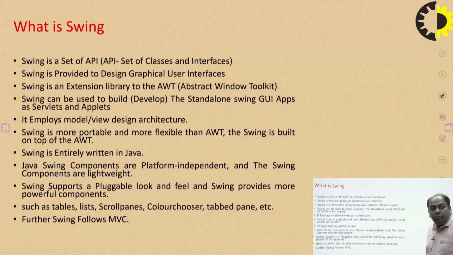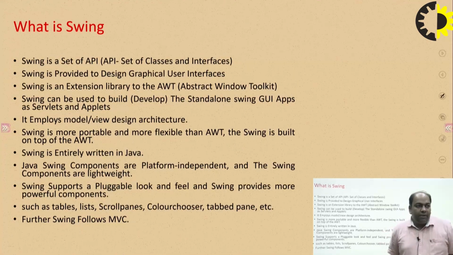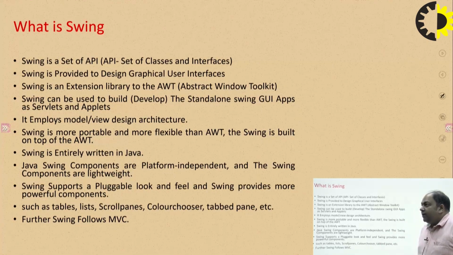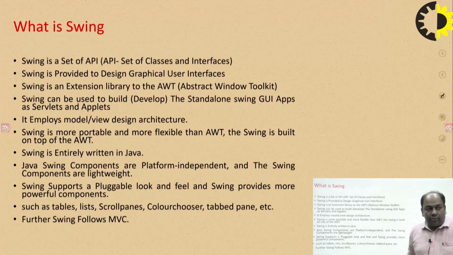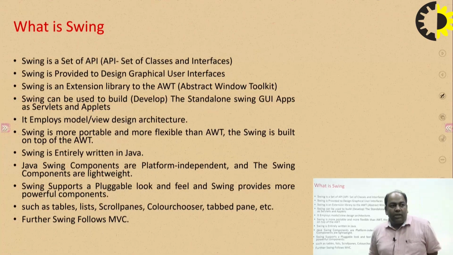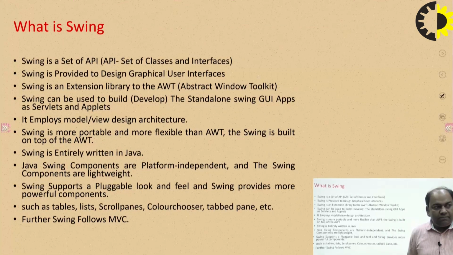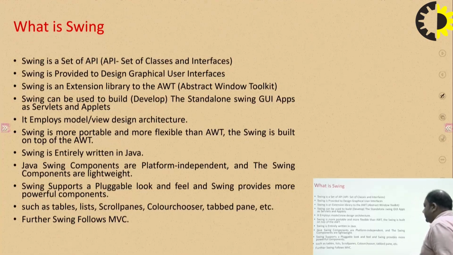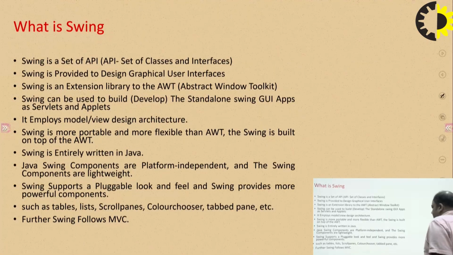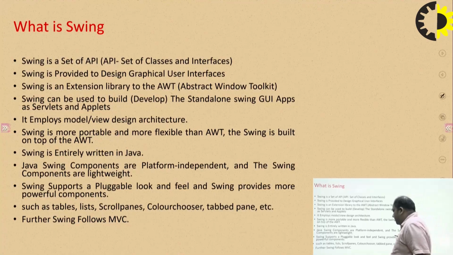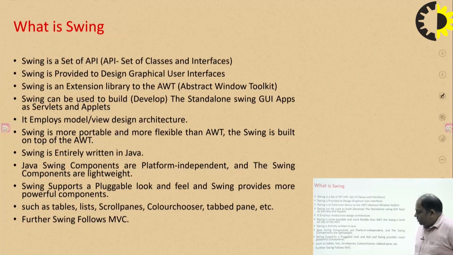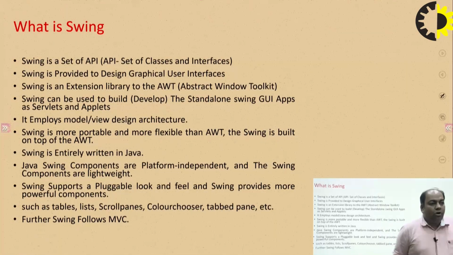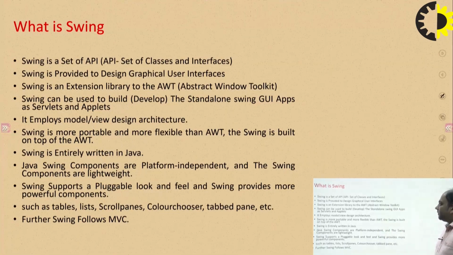So Swing is more portable and more flexible than AWT. It is entirely written in Java. Its components are platform independent and lightweight. It supports a pluggable look and feel, and it provides components such as table, list, panels, tabbed pane, scroll panes, and it supports or follows MVC, as I have told earlier.